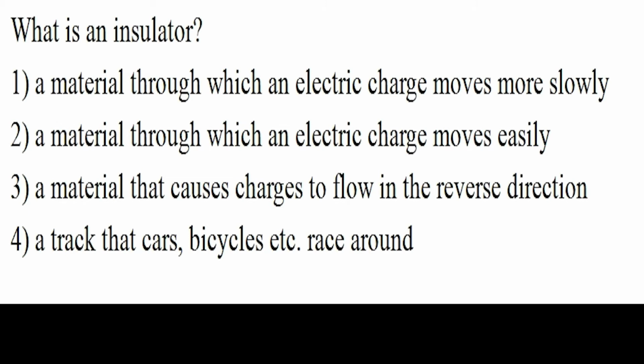Time is up. Well, before I reveal the answer, basically, a conductor and an insulator are more or less opposites of each other. So, if a conductor is a material through which an electric charge moves easily, an insulator is, that's right, option number 1, a material through which an electric charge moves more slowly. The atoms in an insulator do not become charged easily.